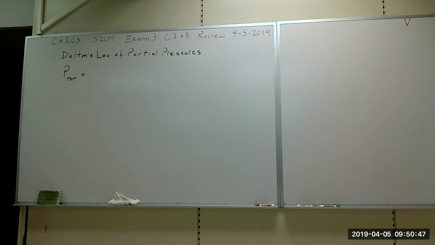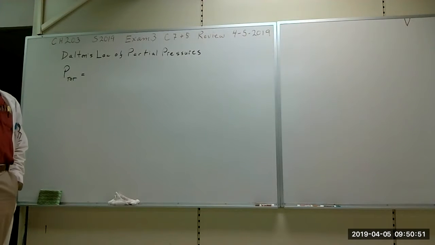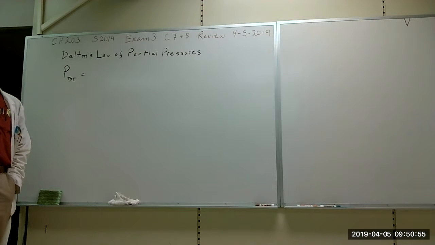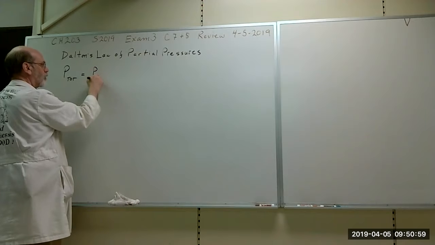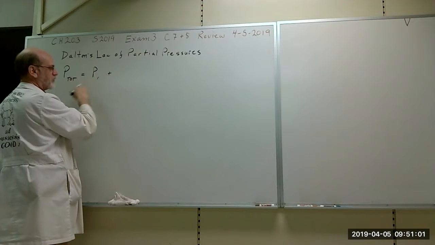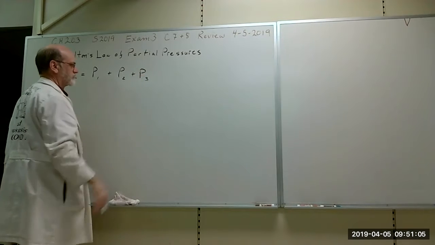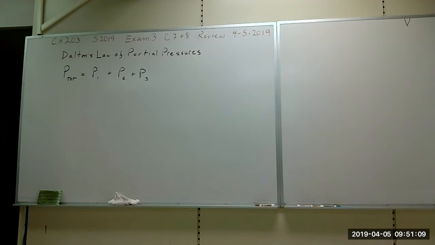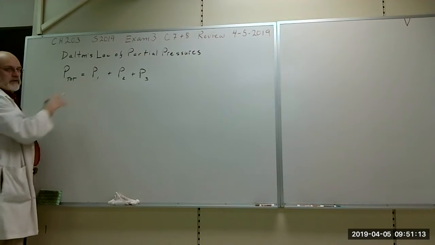Dalton said that that pressure is due to the individual pressures of each of the identifiable gases. So if you have three gases, then you've got pressure due to one of them, and pressure due to the second one, and pressure due to the third one. And they can keep going as far as you need it, depending on your mixture. But we're going to use three for an example.